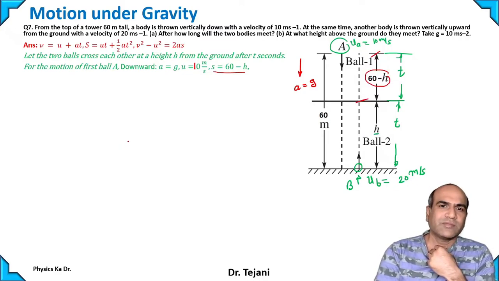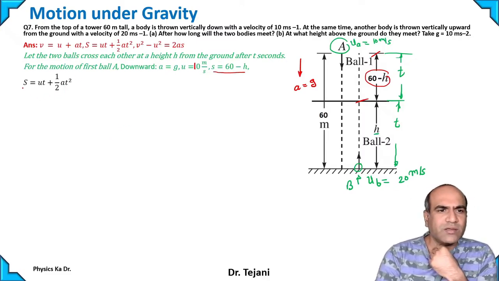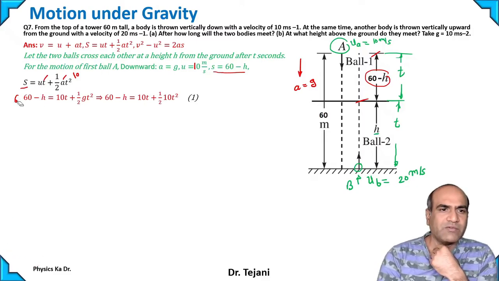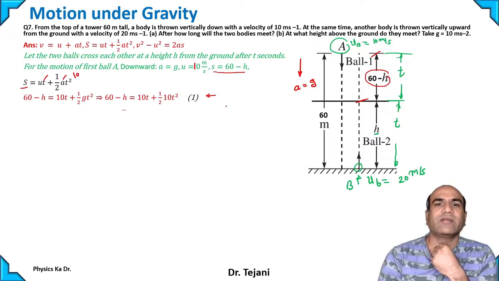Great. For distance we have the equation s is equal to ut plus one half at square. Put the value of s as 60 minus h. Initial velocity is given as 10. Time we don't know. Acceleration is equal to 10. Put the values here. Wow, you have a big equation. We can simplify this equation. Right. This is our equation number 1.